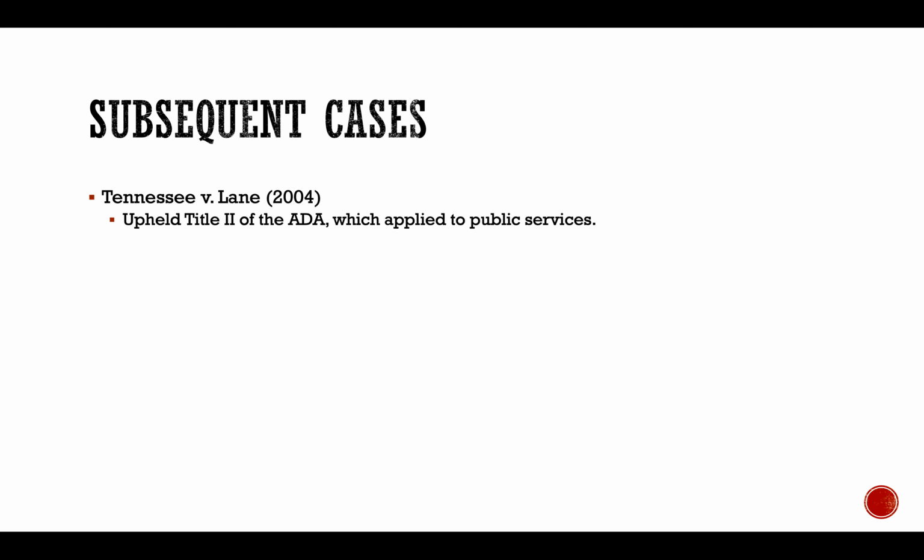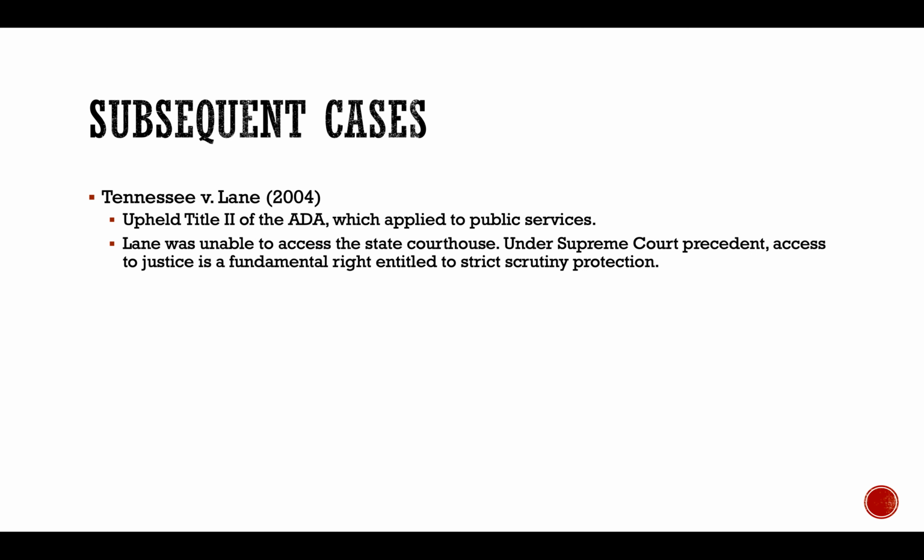All right, subsequent cases. So what's happened after Hibbs? And we see a continued split here. So Tennessee versus Lane comes back to the Americans with Disabilities Act. Remember, the Alabama versus Garrett case only dealt with Title I, which was about employment discrimination. Title II of the Americans with Disabilities Act deals with public services access. And that was what was at issue in Tennessee versus Lane. In this case, the plaintiff, Lane, was unable to access the state courthouse in Tennessee.